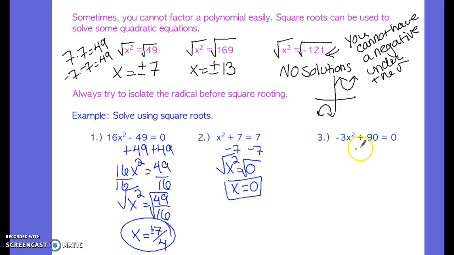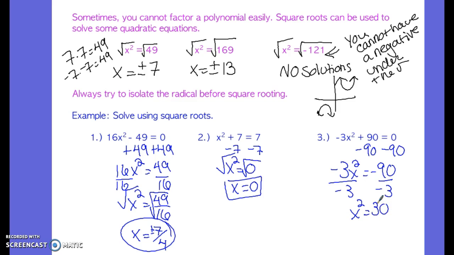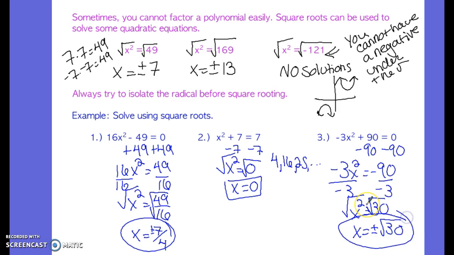For number 3, subtract 90, subtract 90. You have negative 3x squared equals negative 90. Divide both sides by negative 3, and you get x squared equals 30. So then when you take the square root, you get x equals plus or minus the square root of 30. When you think of your perfect squares, 4, 16, 25, so on and so forth, 30 is not divisible by any of those, so it's already simplified, so that's just your answer.